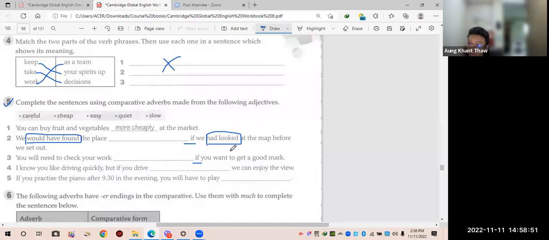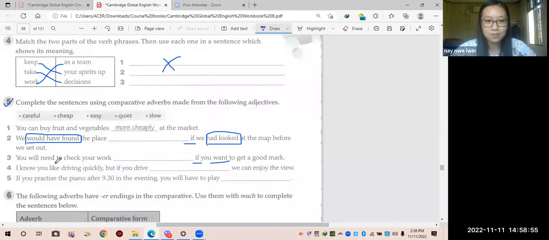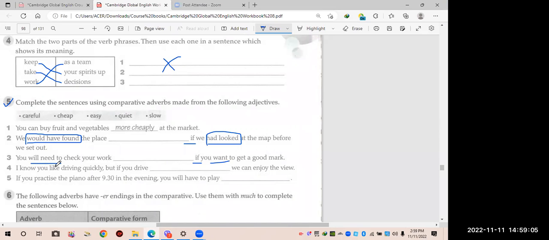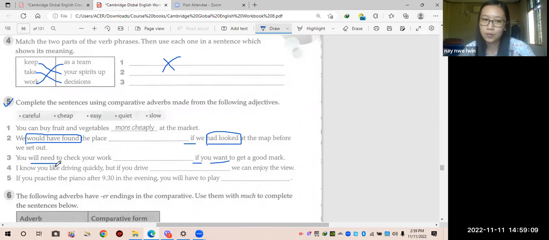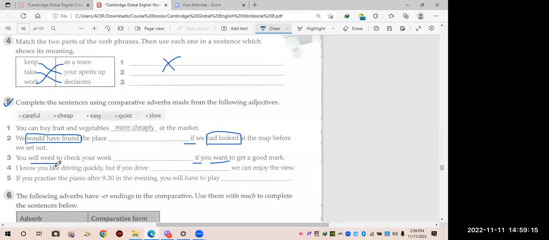So how about number 4? I know you like driving quickly, but if you drive more slowly, we can enjoy the view. So the last one, if you practice that piano after 9:30 in the evening, you will have to play more quietly. Yes, correct.